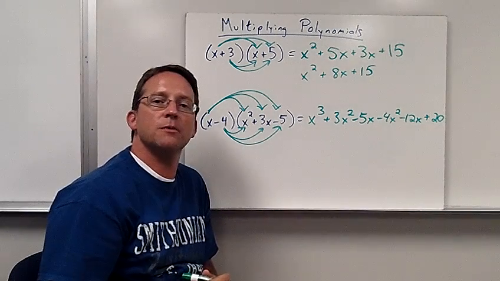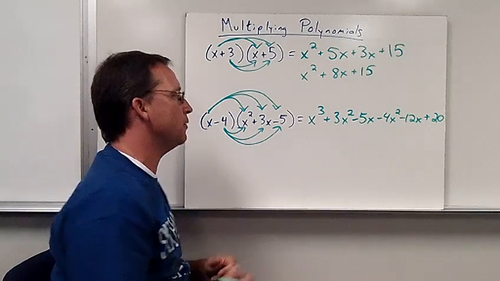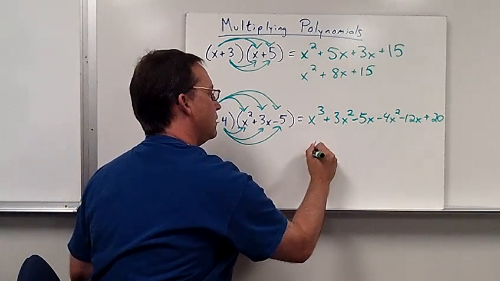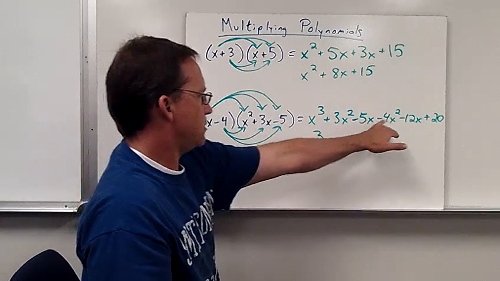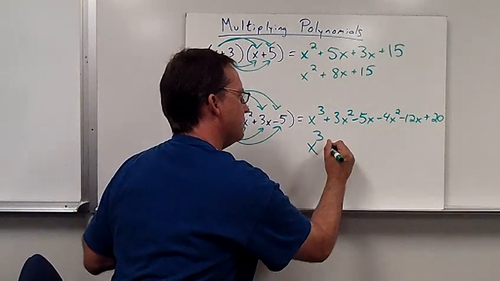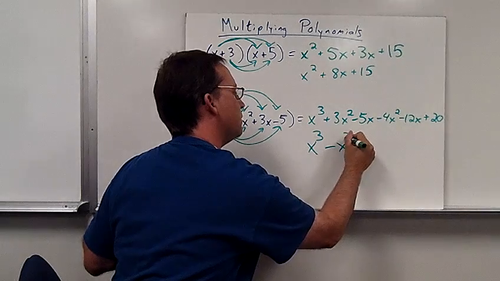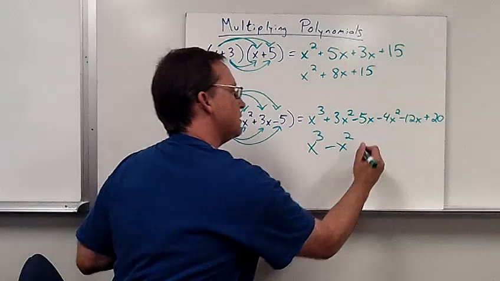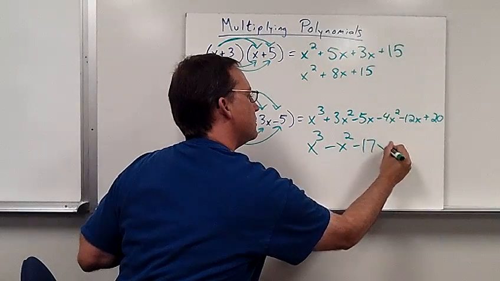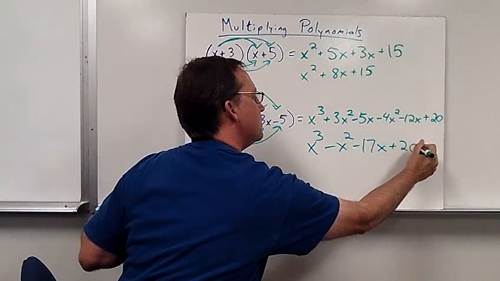I'm going to get all my like terms combined. I'm going to put the largest exponents out front. So my x cubed, my degree is going to be 3 here. 3x squared minus 4x squared, so negative 1x squared. We just say negative x squared there. Negative 5x minus 12x, negative 17x. And then a plus 20 on the end.